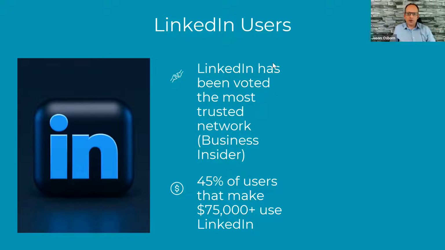45% of the users on LinkedIn make over $75,000 per year. Okay, they make over $75,000 per year. Now, the reason why this is so important is that people have money. The average income on Facebook and Instagram, depending on reports you look at, is around $20,000 per year. So the people who have money are on LinkedIn.